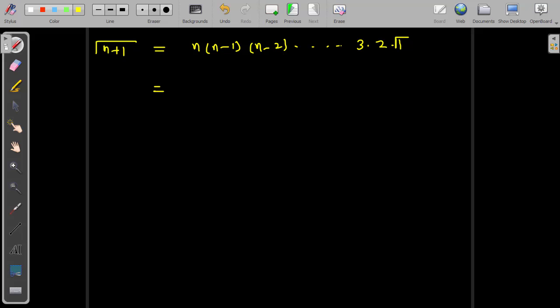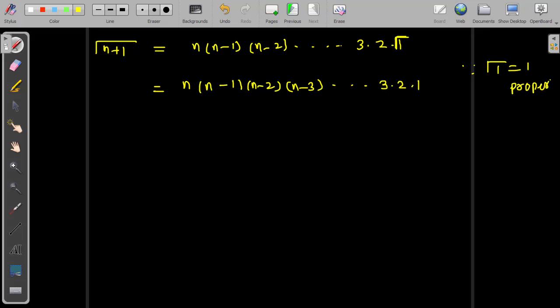In that case, we know the value of gamma 1. Gamma 1 is how much? 1. If we apply the rule, it gets like this: n times n minus 1 times n minus 2 times, the next value n minus 3 times, and so on, 3 dot 2 dot 1. Earlier here we had gamma of 1, now it has become 1 because of property number 1.